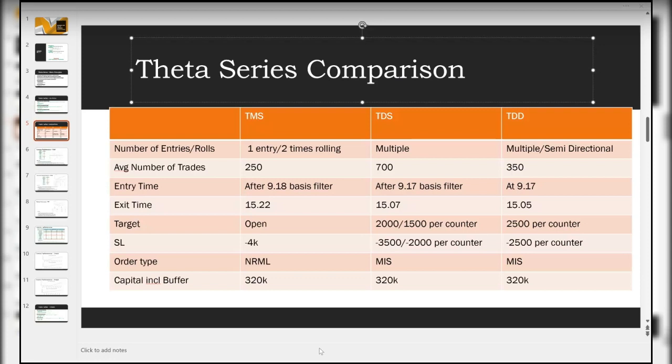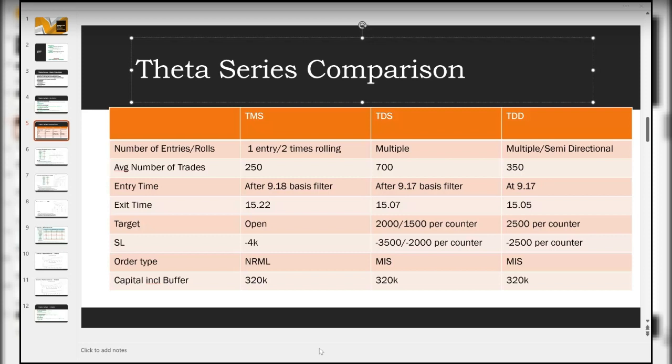And that rolling strategy and the paired strategy has this advantage, which is lower drawdowns, because a semi-directional strategy like TDD could have a drawdown of 5 to 7%. In TMS and TDS in live data, we have seen 2 to 3% drawdown. So that's how the difference is.